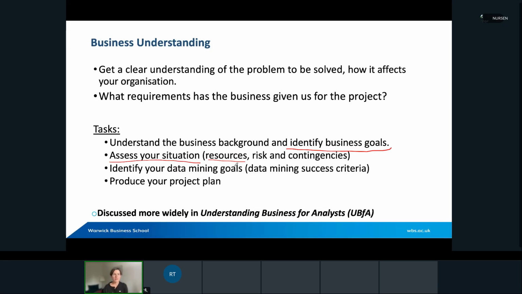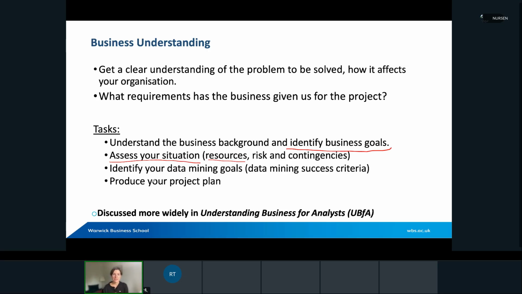Every business has limitations and constraints which affect the data mining project, such as resources available for the project. This may include people, data, hardware, software, legal requirements, ethical issues. So there are lots of different things you need to consider when assessing the situation. And in these analytics projects, you always work as a team. So you communicate with different teams to understand what is available to you and what potential issues you may encounter during the project.